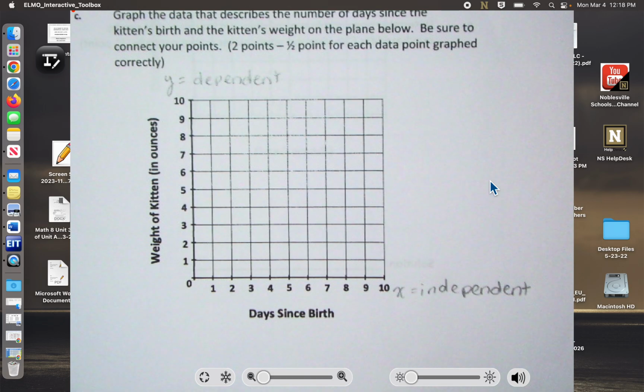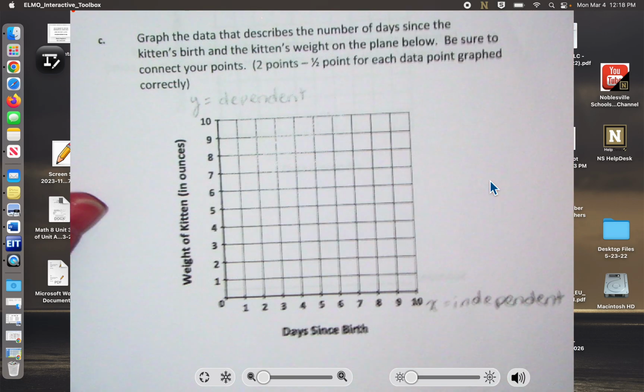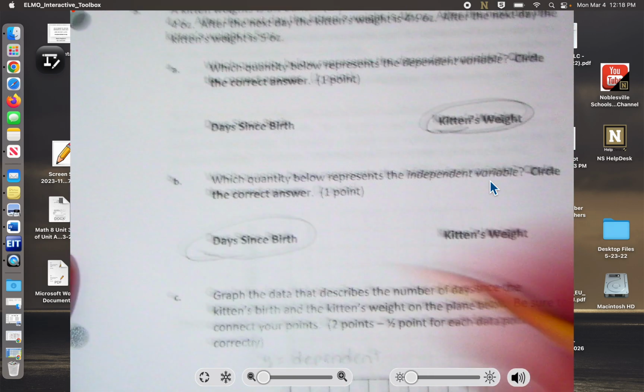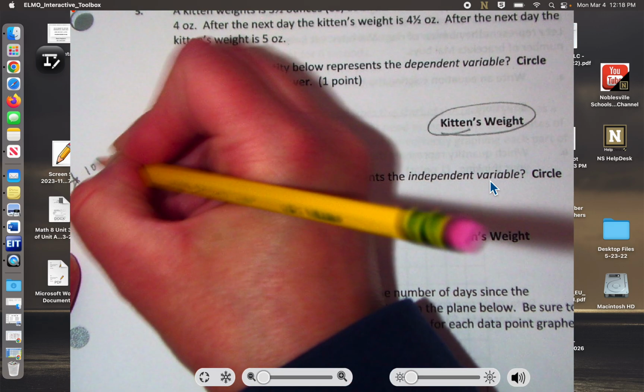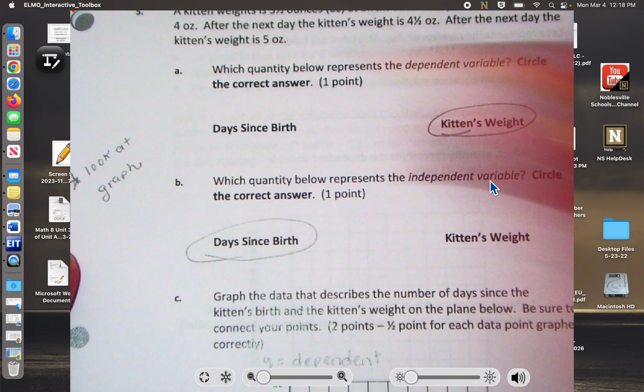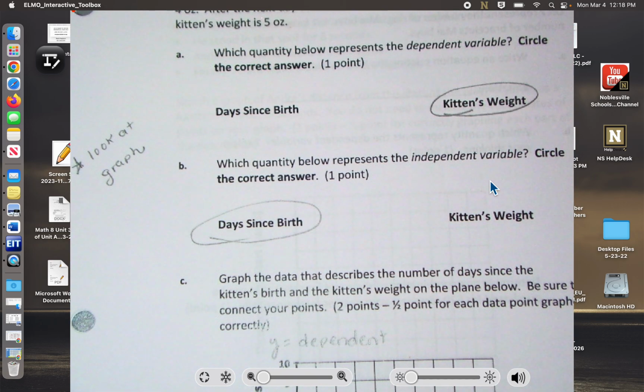So right here, now it says which quantity below represents the independent variable. I can look at my x-axis and say, oh, this is my independent variable, days since birth. So a little cheat thing here is look at the graph. If you have committed to your memory that the y value is dependent and they give you a graph with it labeled, then you should know the title of the y-axis is going to be your dependent variable. Title of your x-axis is going to be your independent.